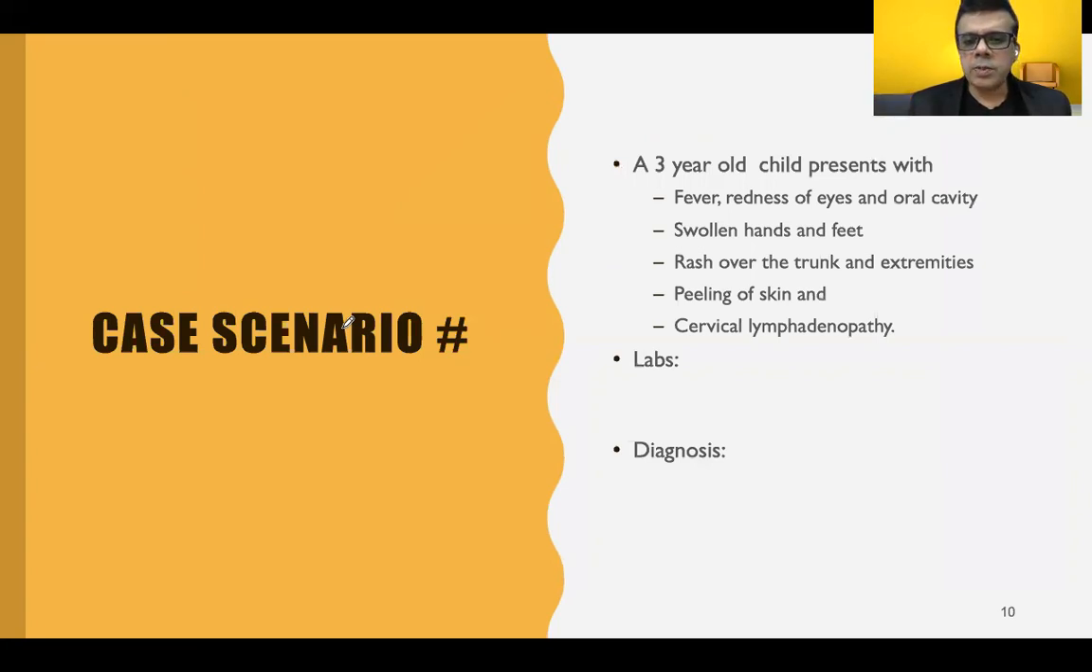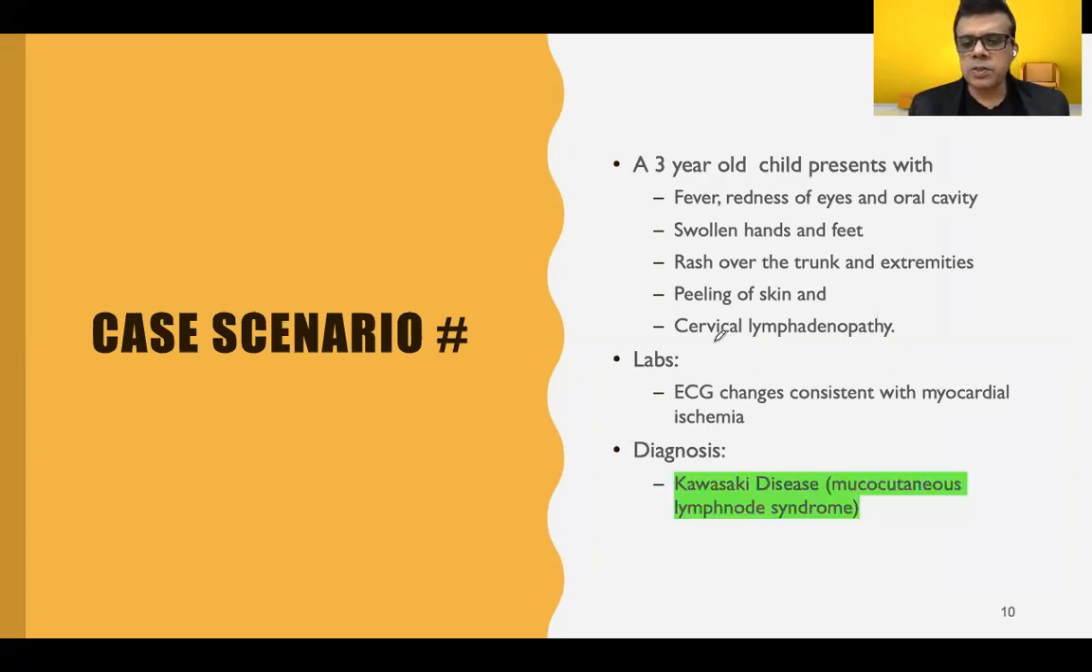Now let's have a case presentation. So a 3-year-old child presenting with fever, redness of eye, oral cavity. There are swollen hands and feet. Rash over the trunk and extremities were noted. Peeling of the skin, desquamation was noted. Cervical lymphadenopathy was seen. So on lab diagnosis, there were ECG changes that were consistent with myocardial ischemia. So the diagnosis of Kawasaki disease or mucocutaneous lymph node syndrome was confirmed.